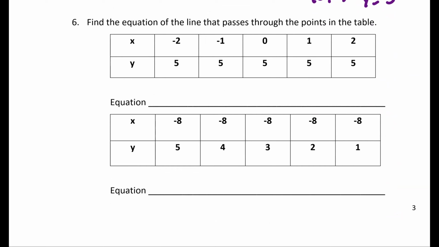Number 6, find the equation of the line that passes through the points in the table. Well, you might notice that your x values are increasing by 1, but your y values are staying the same. This is the line y is equal to 5. If you graph it, and you graph (-2, 5), (-1, 5), (0, 5), (1, 5), (2, 5), you can see that this line is a horizontal line.